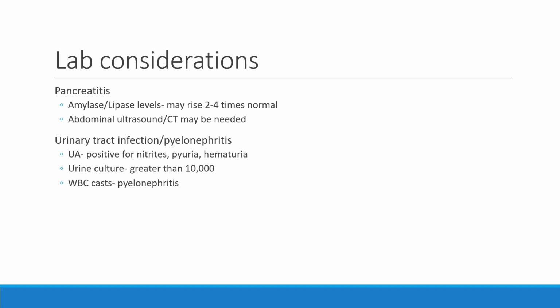And urinary tract infection or pyelonephritis, which is our kidney infection. A UA would be positive for nitrites. Pyuria and hematuria could be present. Urine culture greater than 10,000, and white blood cell casts on urine culture are really indicative of the upper UTI or the pyelonephritis.